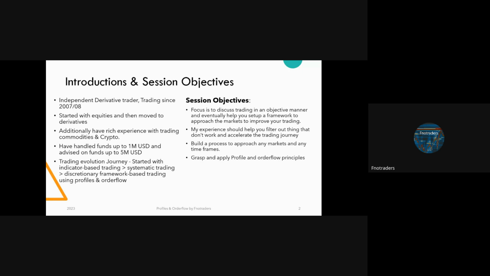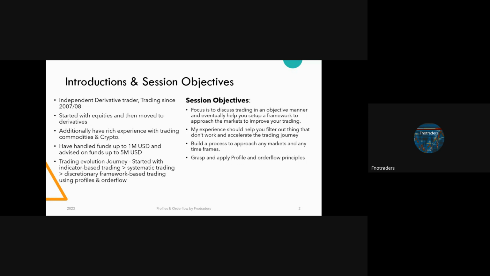Then over the years, once you realize there are fallacies in systems, or your own challenges in adapting a system, there are sometimes human challenges in adapting a system as well, I moved to discretionary framework-based trading, which is basically using order flow and profiles. I started with profiles around 2014, 2015, 2016, probably 2014, 2015, if I don't remember distinctly. In those days composite profiles were easy, then the other profiles came in.